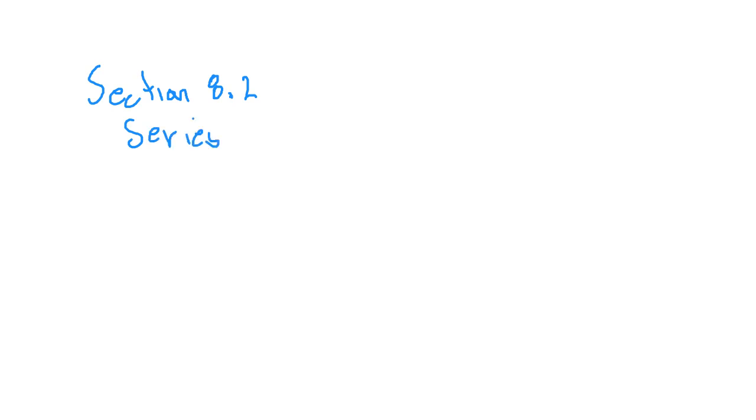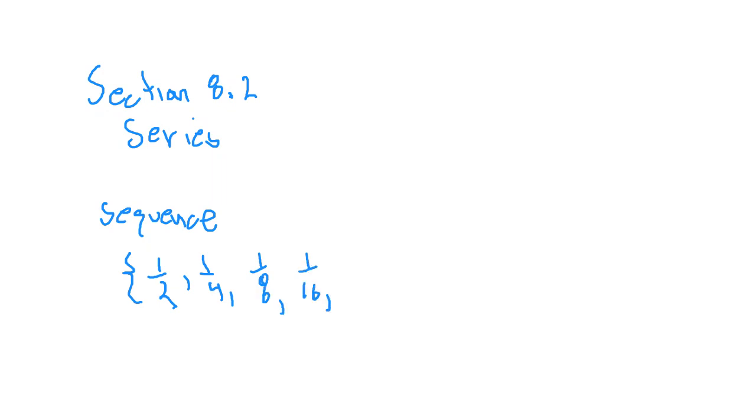Now, let's first of all look at a sequence. So you had some practice in your homework with sequences. So a sequence is an ordered list of terms. So let's say you had a half and a fourth and an eighth and a 16th. What would the next term be, you think, for this sequence here?